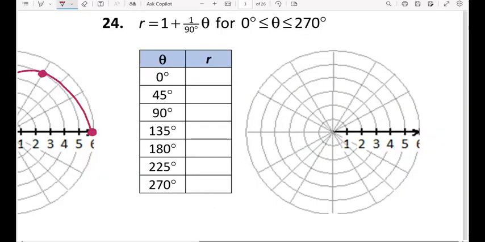For number 24, we're going to get a similar spiral. 1/90th times 0 is 0. 1 plus 0 is 1. 1/90th times 45 is a half. So at 45 degrees, the radius is 1.5. At 90 degrees, the radius will be 2. So every time we increase the theta value by 45 degrees, the radius increases by a half.